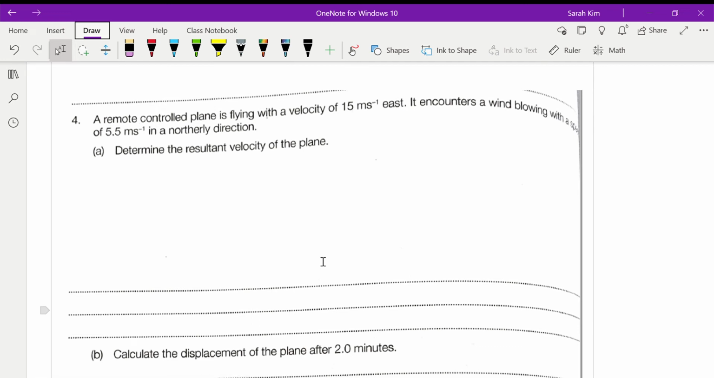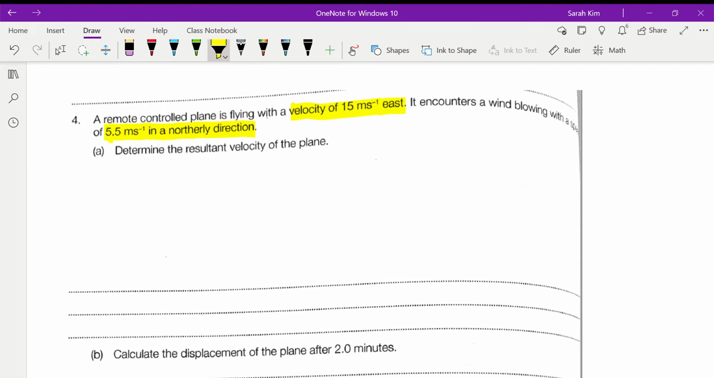Right, a remote controlled plane is flying with a velocity of 15 meters a second east. It encounters a wind blowing with a speed of 5.5 meters per second in a northerly direction. Determine the resultant velocity of the plane.